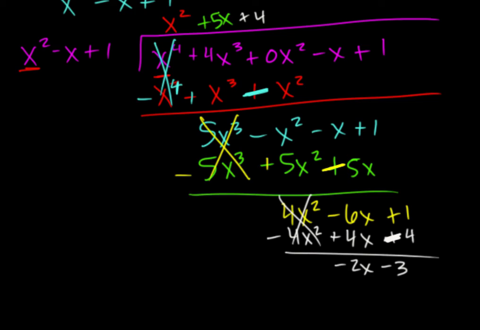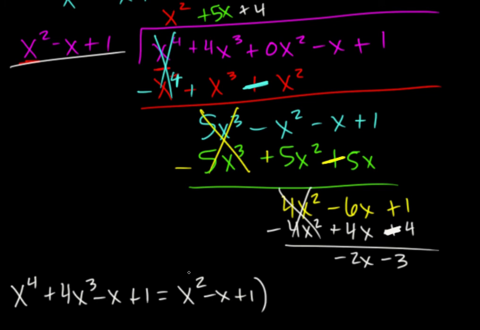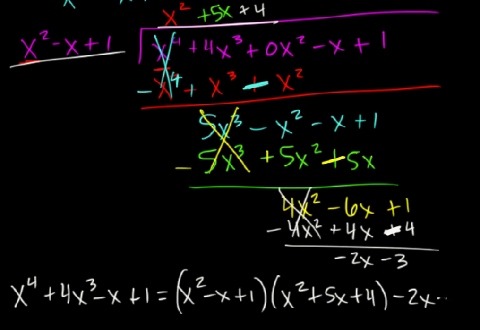So the way they want us to write it, they want us to write the original, which is x to the 4th plus 4x cubed minus x plus 1, is equal to this thing multiplied by this thing, and then we just add the remainder. So if we were to multiply this out and then add this, we would end up getting this. So it just kind of shows the structure of what it was.